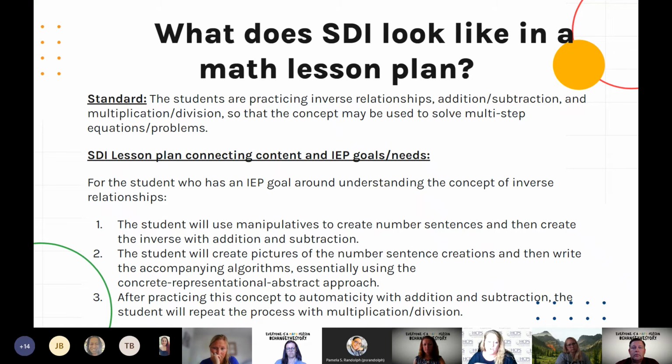So in this particular example, the standard is inverse relationships using addition, subtraction, multiplication, and division, and eventually getting to multi-step equations. And I think almost every middle school student has a goal in their IEP about being able to solve multi-step equations. So this was an example that we found and came up with, tweaked a little bit. For the student who has an IEP goal around understanding inverse relationships, using manipulatives to create number sentences and then create the inverse with addition and subtraction, and then building upon those skills.